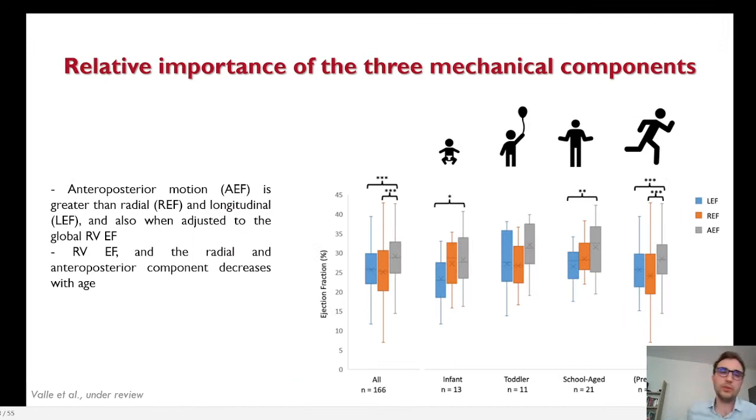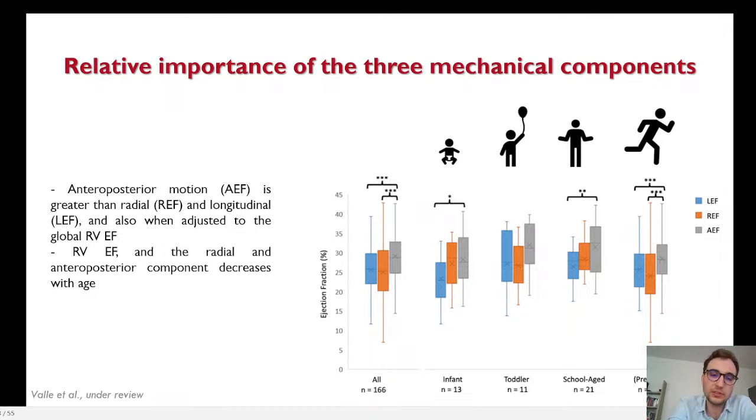What about the relative importance of these mechanical components in healthy pediatric individuals? We have a collaboration with Boston Children's Hospital, with Harvard, in which we enrolled 166 healthy children of various age groups. What we have seen here is that the anterior-posterior motion is actually greater than the radial and the longitudinal, also when adjusted to the right ventricular ejection fraction.